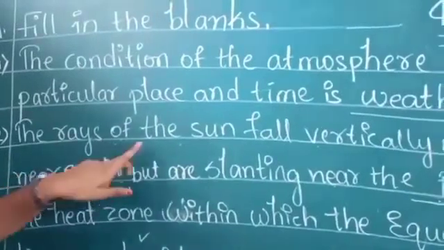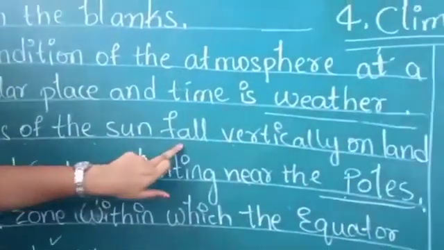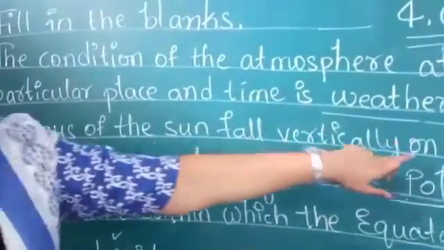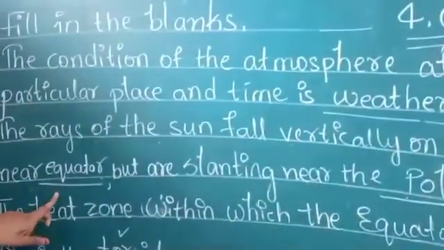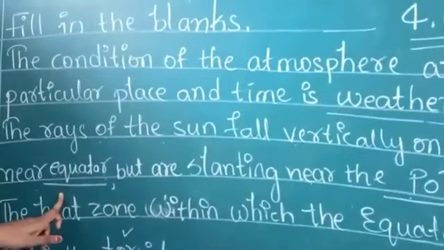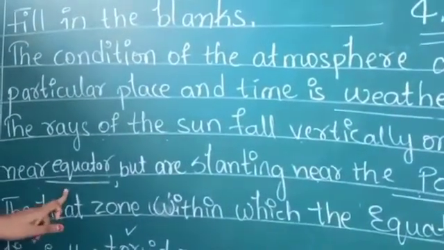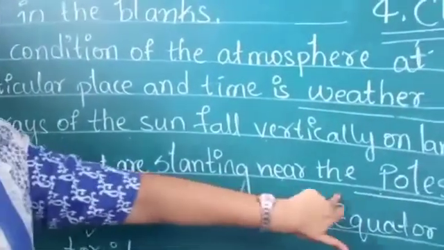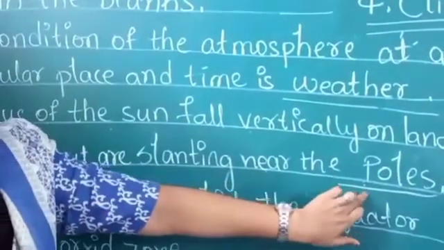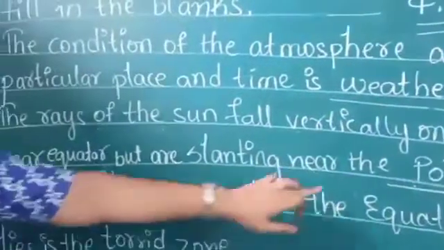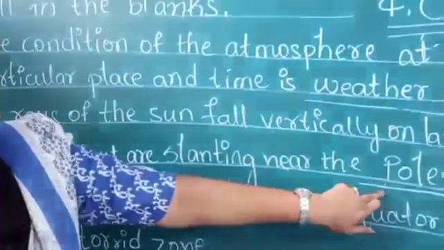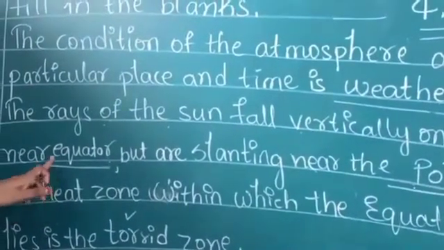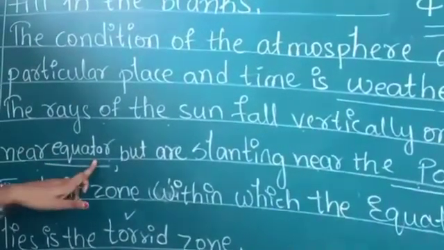Okay. Now see the second one. The rays of the sun fall vertically, means straight. The rays of the sun fall vertically on land near the equator. Yes, the rays of the sun will fall vertically near the equator, but are slanting near the poles. P-O-L-E-S, poles, and equator spelling is what? E-Q-U-A-T-O-R, equator.